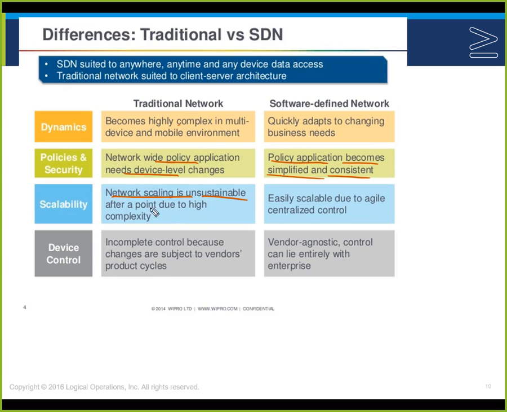Scaling: at some point a traditional network does become unsustainable due to the complexity and the amount of management and routine maintenance that we have to do. The software-defined network is scalable because we can add devices to it easily. Device control, let's say, is incomplete in a traditional network because the changes are subject to vendors' product cycles.